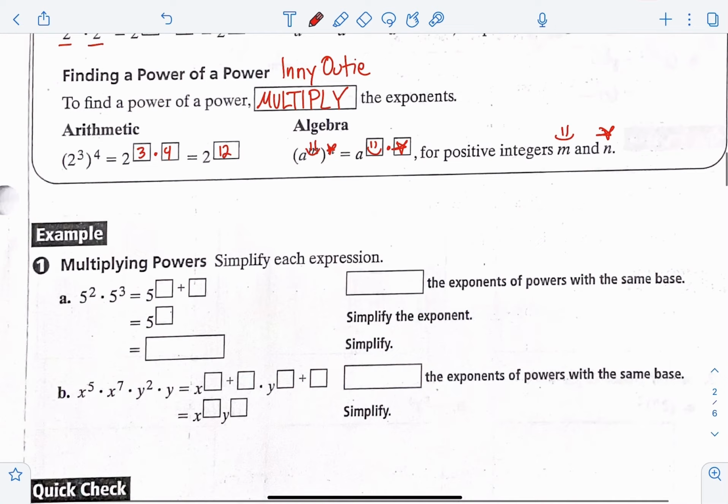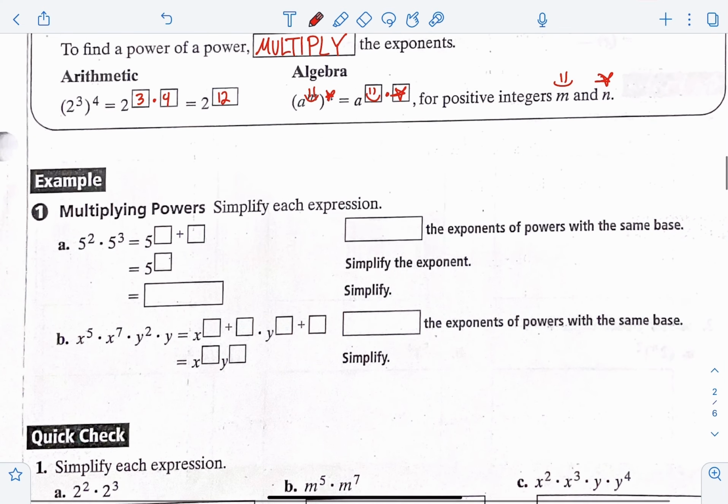So let's look at this first one. It says simplify each expression. 5 to the 2 times 5 to the 3. Okay, so since those have the same base of 5, you're going to add the exponents. So you end up with 5 to the 2 plus 3, which is really 5 to the 5. And since we have a number base and a number exponent, we can actually figure out what that is. So remember, 5 to the 5 is going to be 5 times 5 times 5 times 5 times 5.